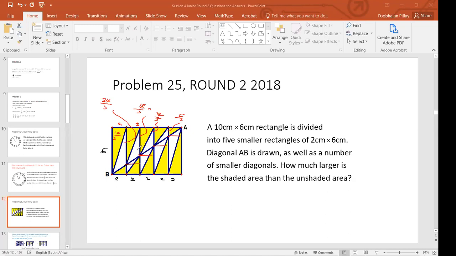Now here, the area of this yellow part is half the area of this rectangle. Now we've just worked out the height of this rectangle. It's 18/5, we said. No, 24/5. And the base is 2. So the area of this triangle is half base times height, or half the area of this rectangle, which is, the area of the rectangle is 2 times. So this area will be 24/5.